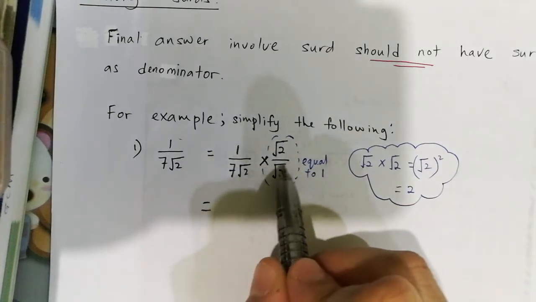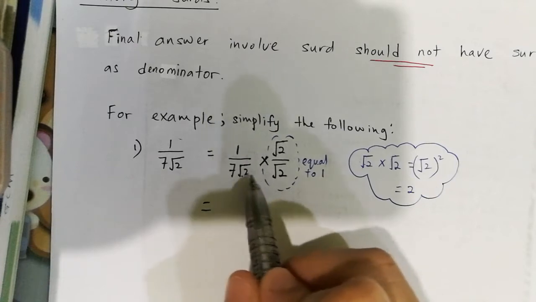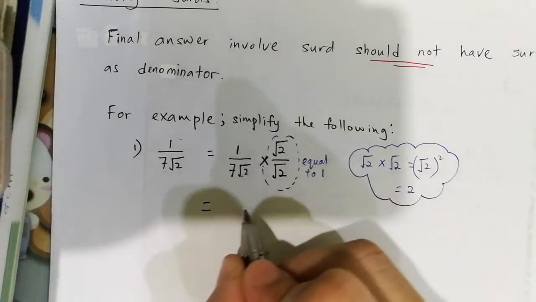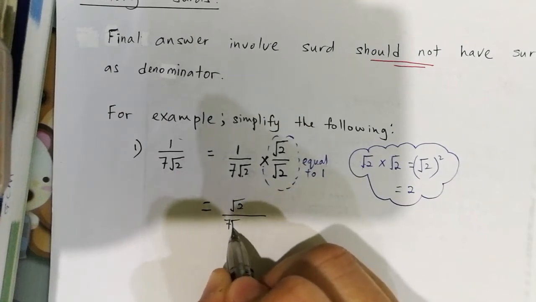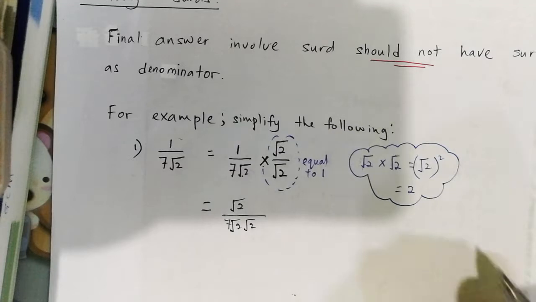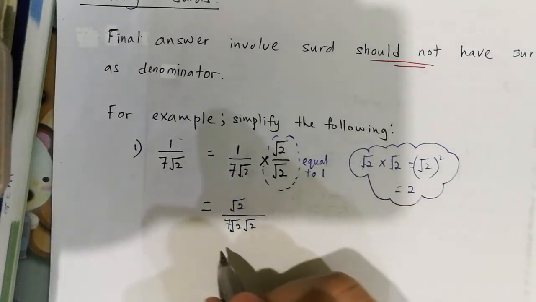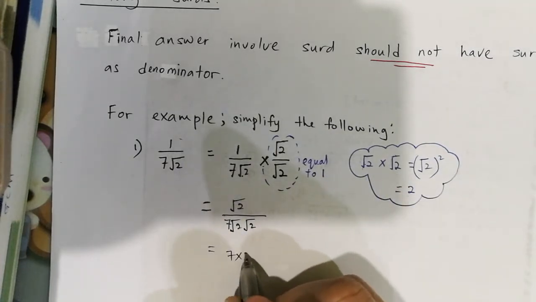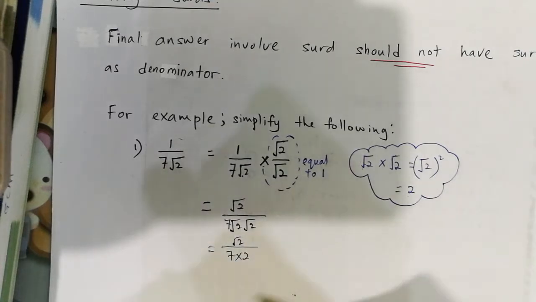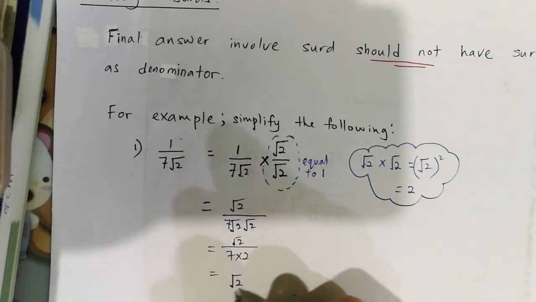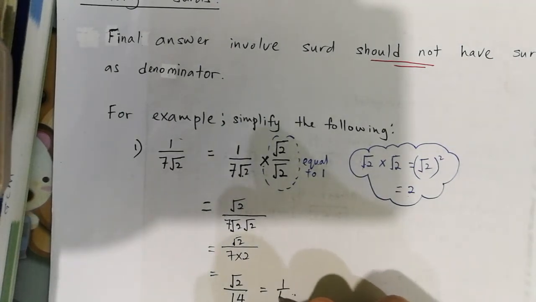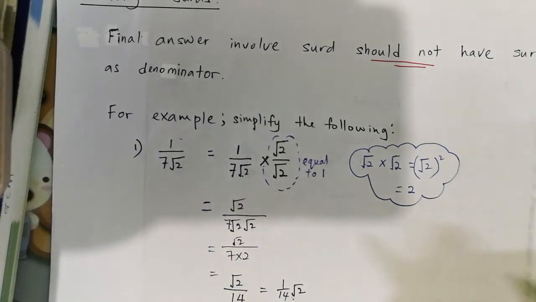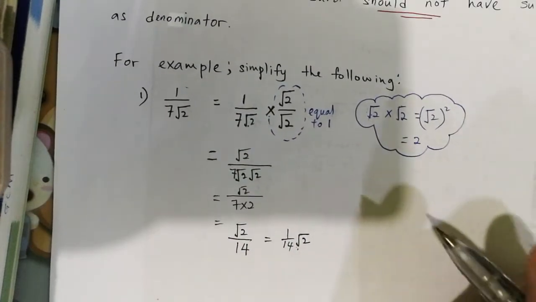And then why do I choose root 2? Because here, 1 times this, you get this. This is 7 root 2 times root 2. So root 2 times root 2 equals to 2. 7 times 2. That means you will get your final answer root 2 over 14. Sometimes we will write this as 1 over 14 root 2. Can also, because this is multiply. No problem with that.